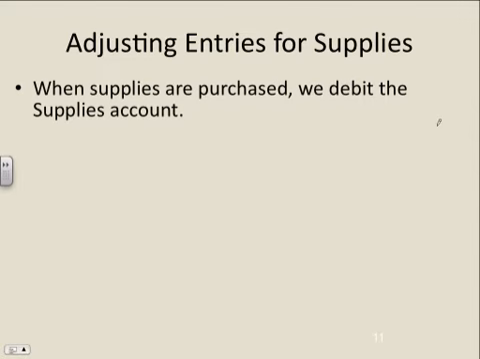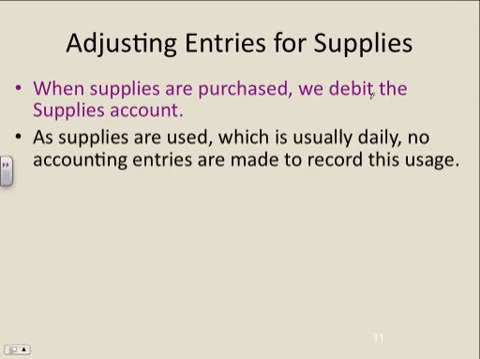So, when supplies are purchased, as we discussed in the last video, plus we've been doing this all year, we debit supplies. When you buy supplies, debit supplies. However, as the supplies are used up, which is usually daily, nothing is done about it. Usually, the supplies just go, but no accounting entries are made. But you would think it would make sense that as you use up supplies, we should credit supplies because they're going down.